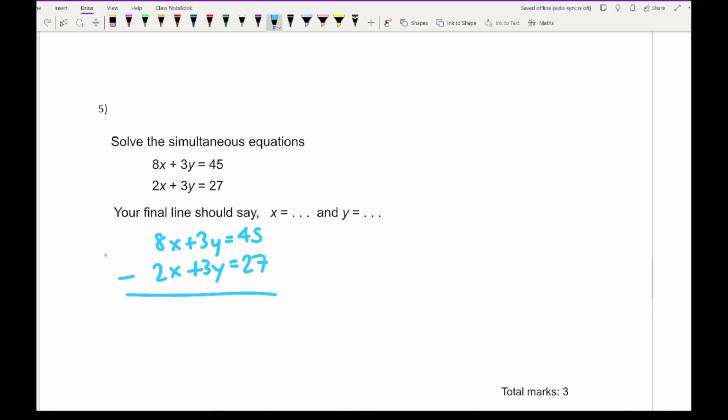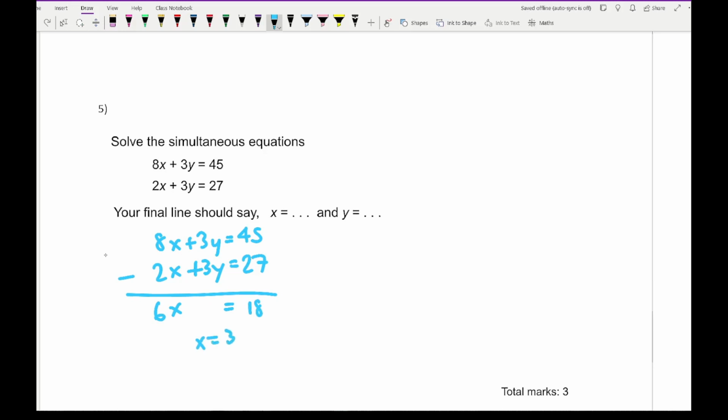So if I take away the 2 equations, because my y's are the same and they're both the same sign, so I take it away, end up with 6x equals 45 take away 27, which gives me an answer of 18. So x equals 3.